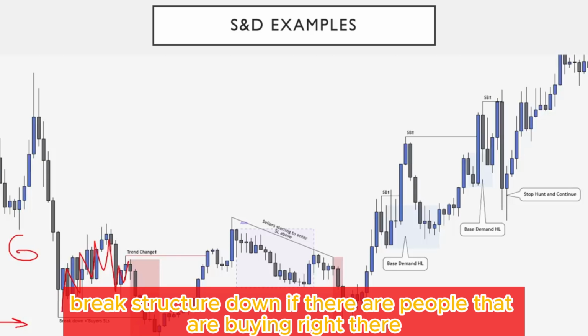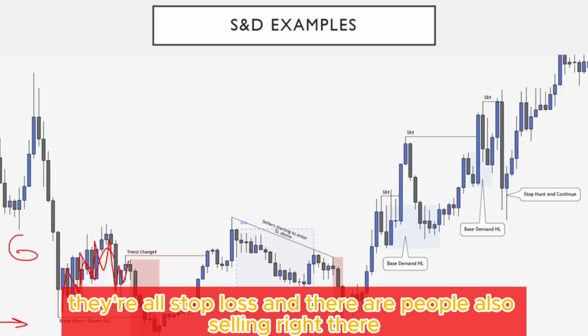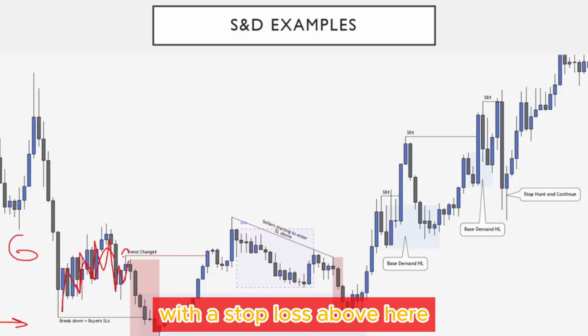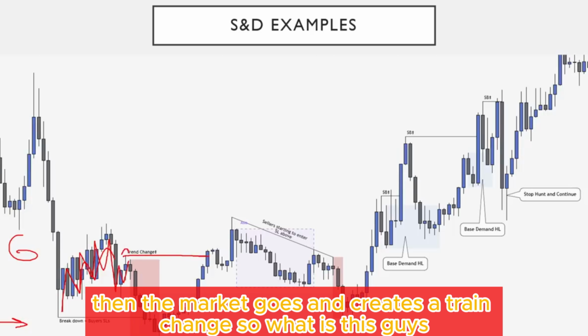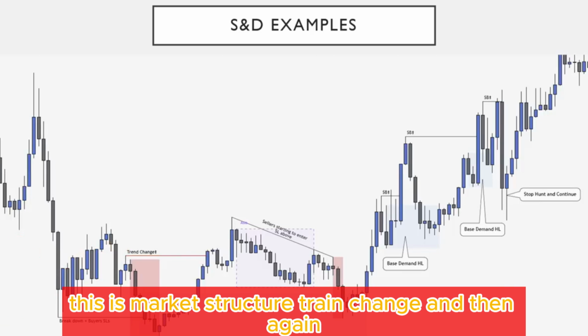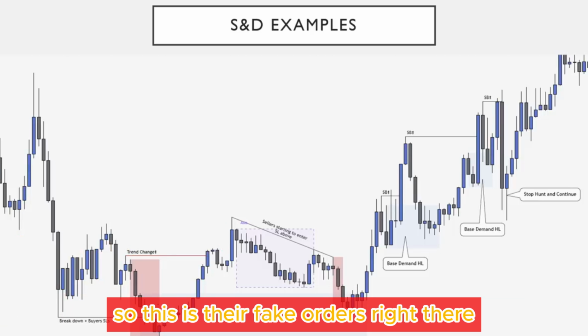Break structure down. If there are people that are buying right there, they're all stop loss, and there are people also selling right there, with a stop loss above here. Then the market goes and creates a trend change. So what is this, guys? This is market structure. Trend change. And then again, so this is their fake orders right there.